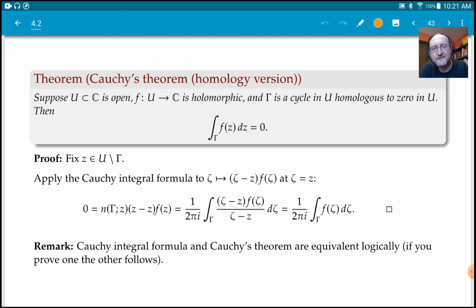Now, the Cauchy integral formula and Cauchy theorem, whatever versions you're working with, they're always logically equivalent. You can prove one from the other, so you don't have to always go in this or that order. If you have one, you can prove the other, and vice versa. Sometimes one of these proofs is easier to follow. So that's why we did both approaches. They're kind of the same theorem.